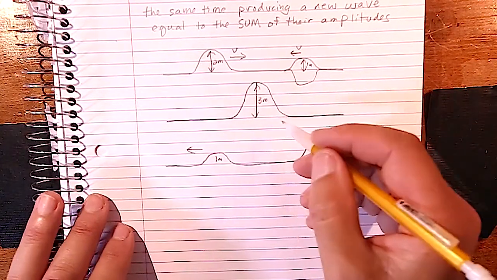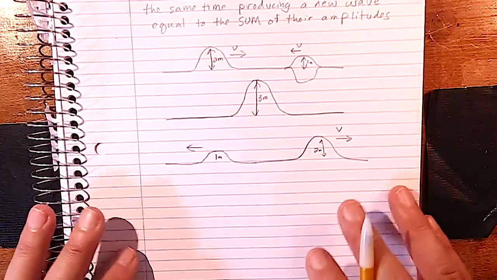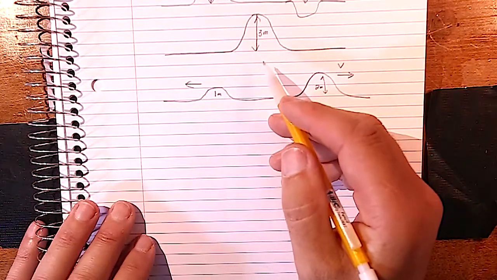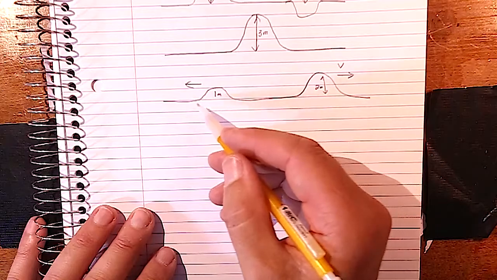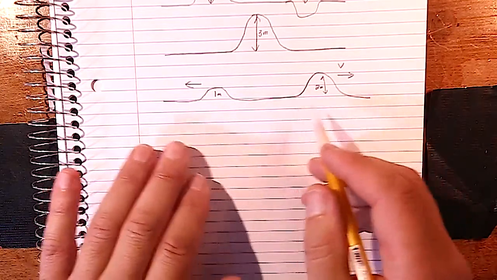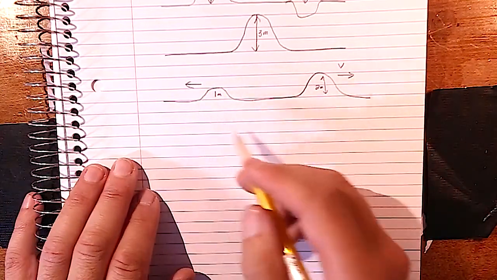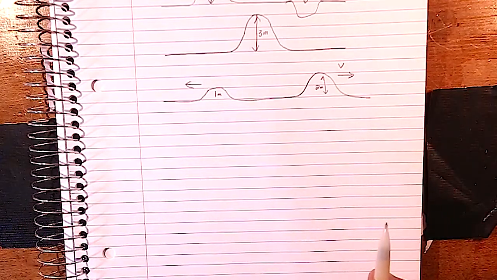What happens after superposition? What happens after these waves crash into each other? Well, nothing really. They just continue to move along as if nothing happened. So the wave characteristics remain the same.